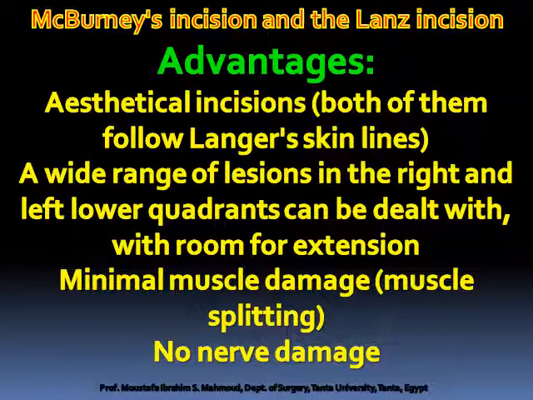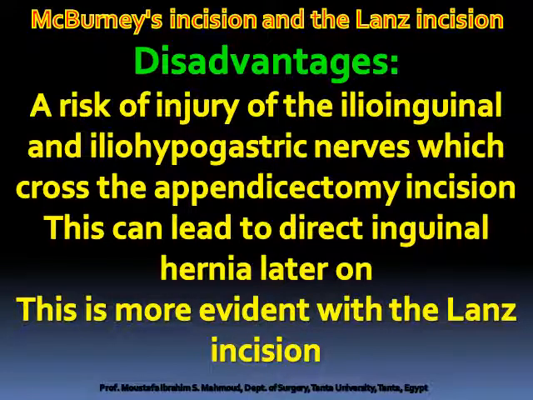A wide range of lesions in the right and left lower quadrants can be dealt with, with room for extension. Minimal muscle damage, muscle splitting, no nerve damage. There is a risk of injury of the ilioinguinal and iliohypogastric nerves which cross the appendectomy incision. This can lead to development of a direct inguinal hernia later on. This is more evident with the Lanz incision.